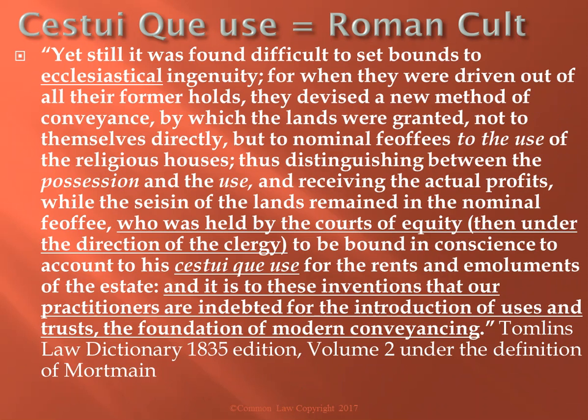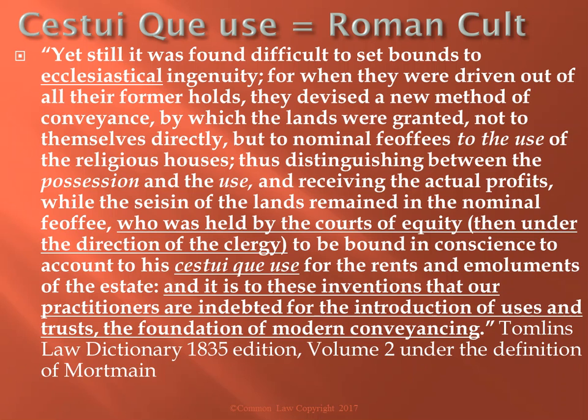And this is all coming from the Roman cult. This is taken from Tomlin's Law Dictionary, 1835 edition, Volume 2, under the definition of mort main. Yet still it was found difficult to set bounds to ecclesiastical ingenuity. See, that's Roman cult, folks. For when they were driven out of all their former holds, they devised a new method of conveyance by which the lands were granted not to themselves directly, but to nominal fiefs, to the use of the religious houses, thus distinguishing between the possession and the use, and receiving the actual profits, while a season of the land remained in the nominal fief, who was held by the courts of equity, then under the direction of the clergy.